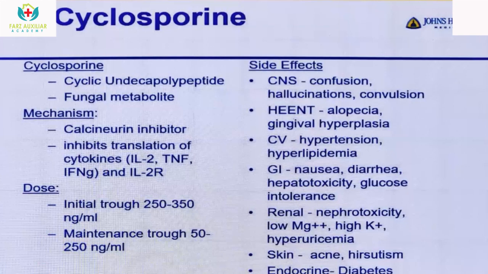Cyclosporin can give rise to low magnesium level, high potassium, and hyperuricemia. Skin-wise, they can have acne, hirsutism, and it can cause diabetes. So, if your patients are on cyclosporin, you have to be very aware, especially for hypertension and renal side effects.